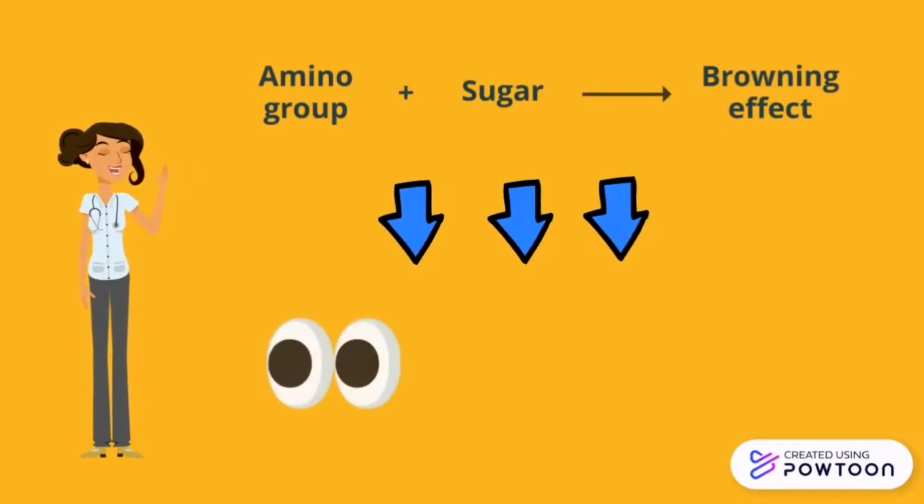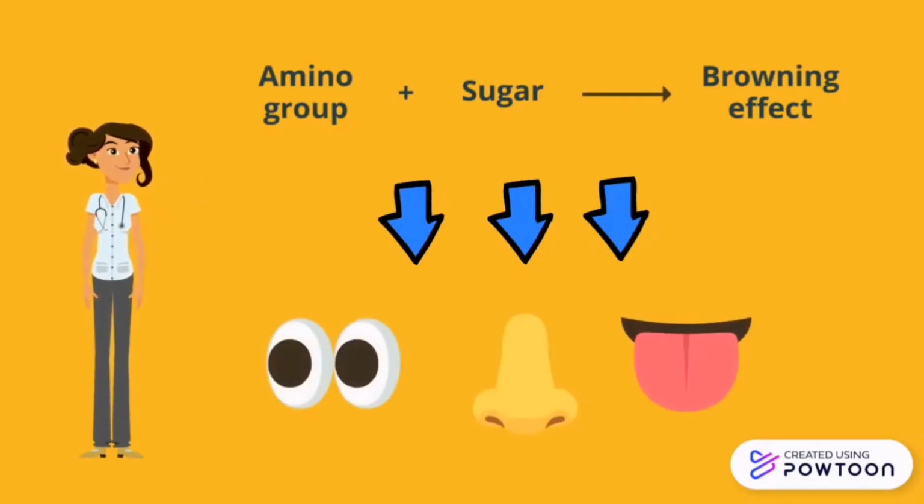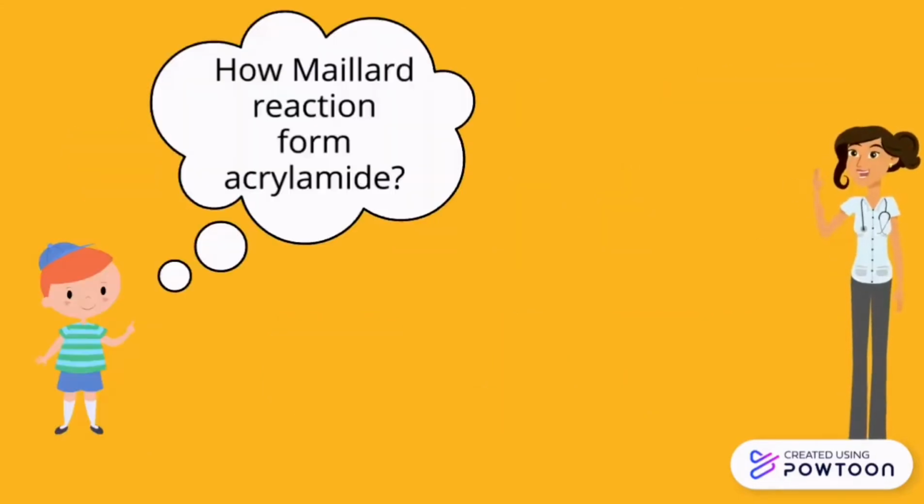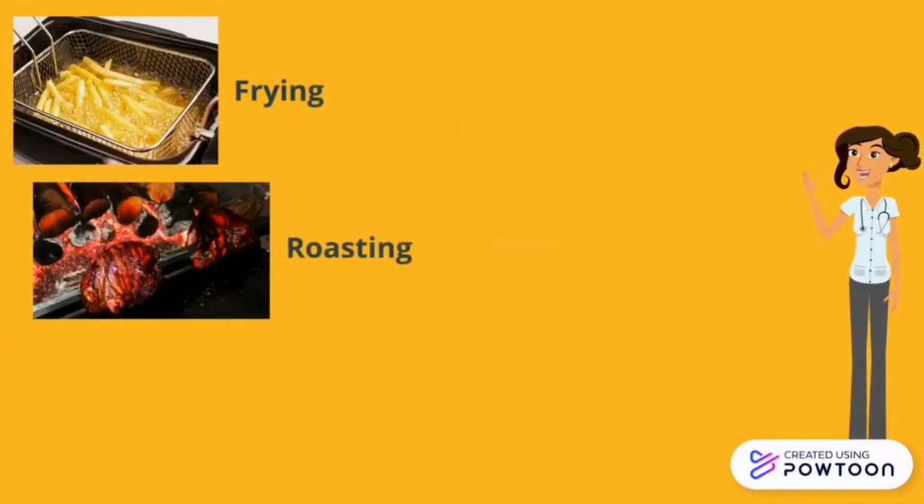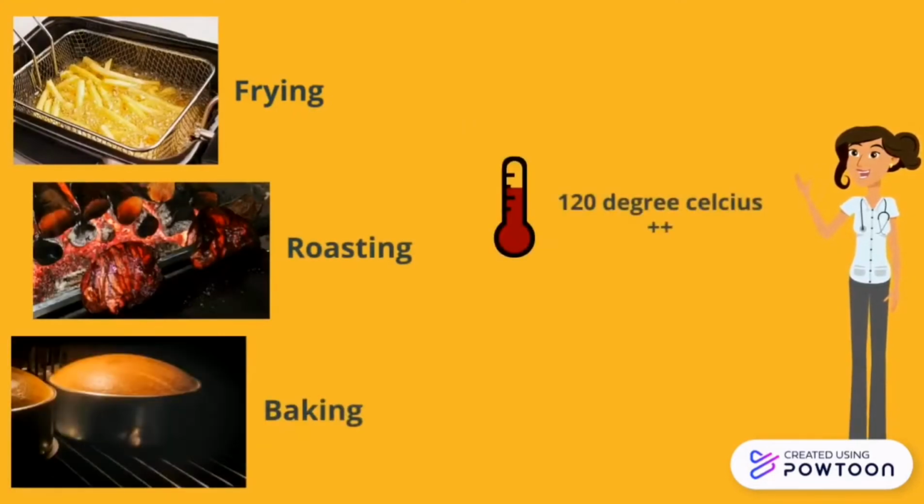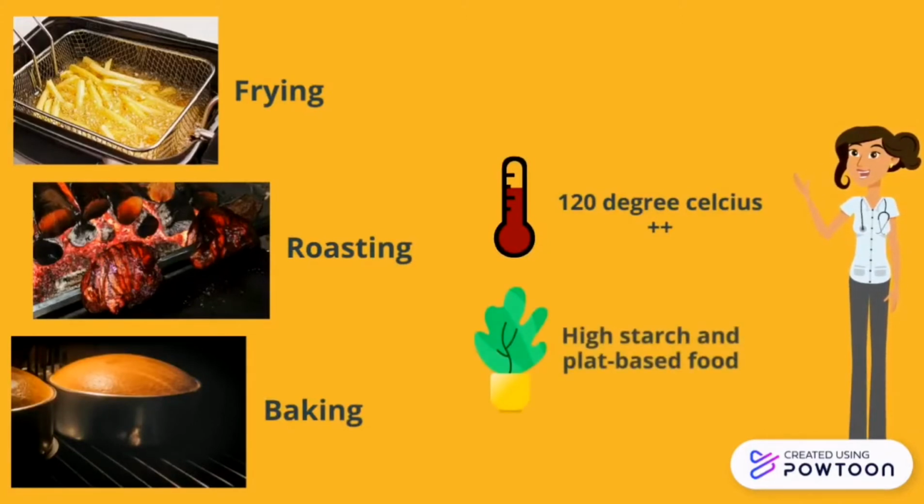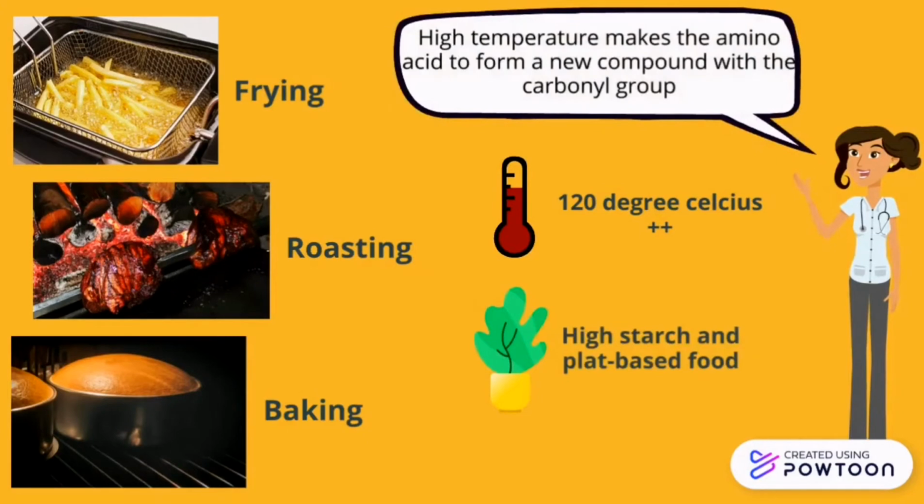This provides the food color, aromatic scent and flavor to make the food more appealing. Acrylamide is often formed during high temperature cooking process such as frying, roasting and baking with temperature 120 degrees Celsius or above. It is also formed especially in high starch content or plant-based food like potato. The high temperature makes the amino acid in food to form a new compound with the carbonyl group.